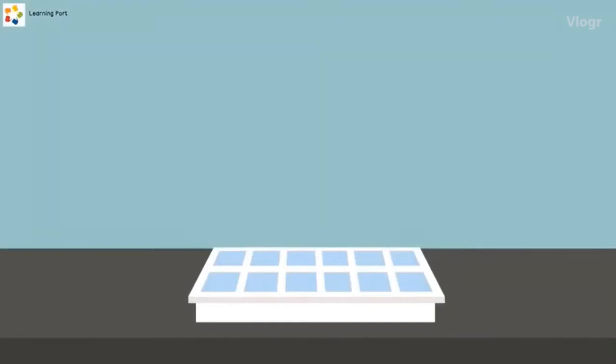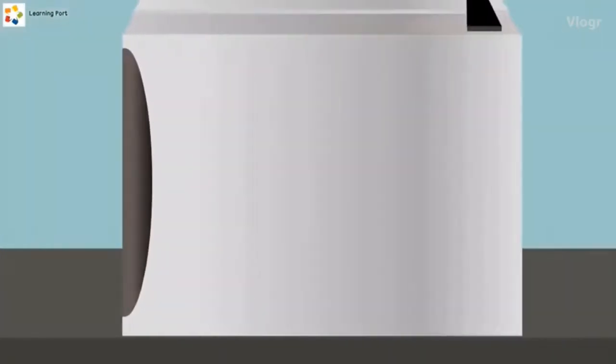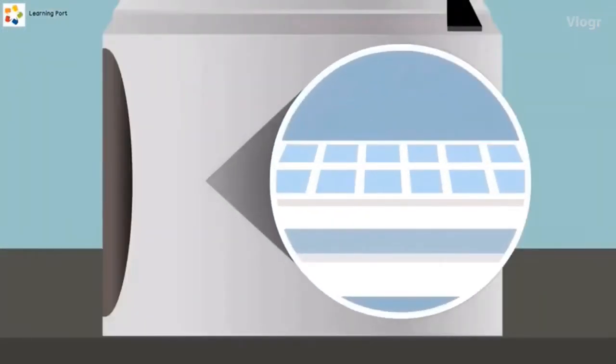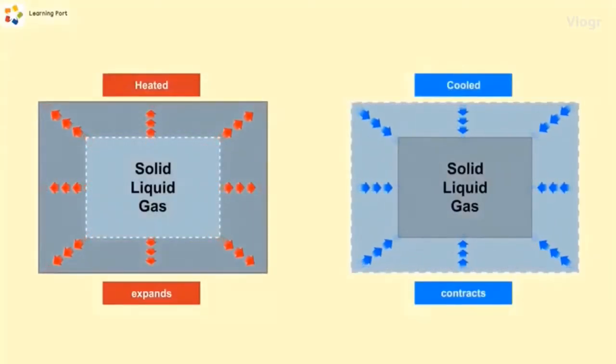After using the ice cubes, Lana fills up the tray with water and puts it back in the freezer. After some time, the water cools and becomes ice. Matter such as solid, liquid, and gas expands when heated and contracts when cooled.